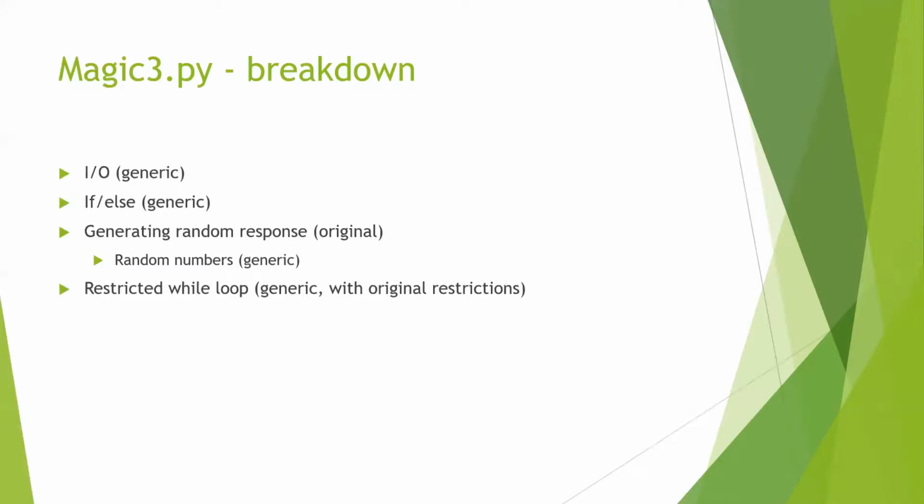And when speaking of generating random responses, that will be our original method. The act of generating random numbers, and then, with a number, generating a random response. So it's original work, but we are using generic functions to implement that. And there will also be a restricted while loop. While loop is generic, but we're going to have our own original restrictions, like how we set it up, how we're going to use it, and how we decrement the running times over and over. Well, it's up to us to decide.